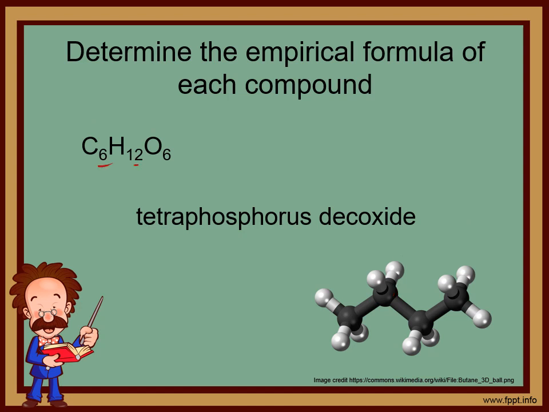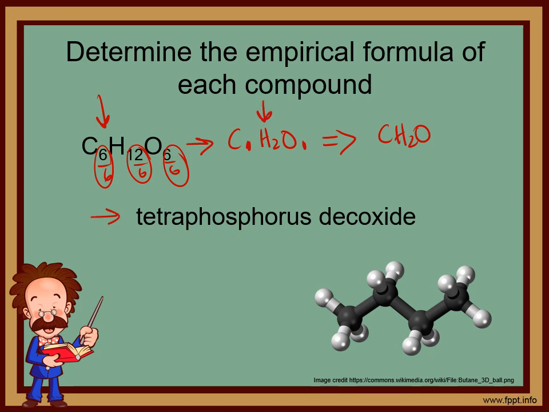Hopefully you divided all these guys by 6. Divide them all by 6, and then our empirical formula is going to be 6 divided by 6 is 1. 12 divided by 6 is 2. 6 divided by 6 is once again 1. Our empirical formula, CH2O, or you can leave the 1s in there if you want to, it doesn't matter. Molecular formula, empirical formula.